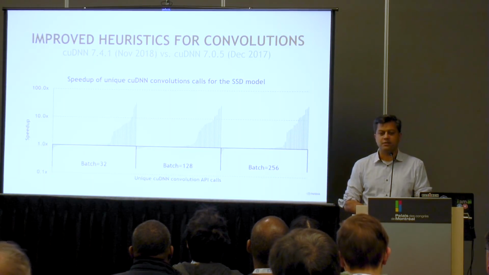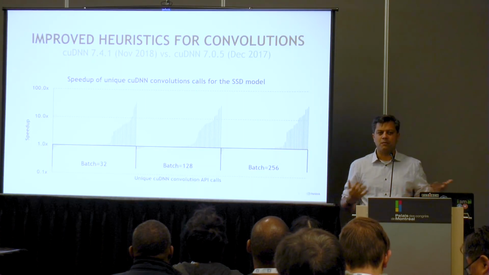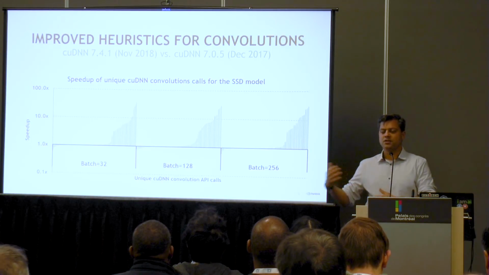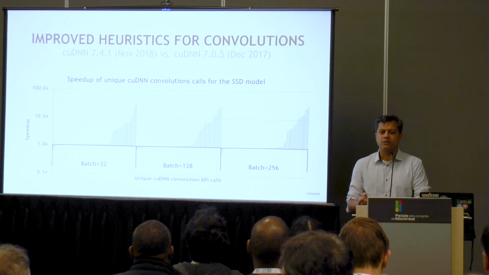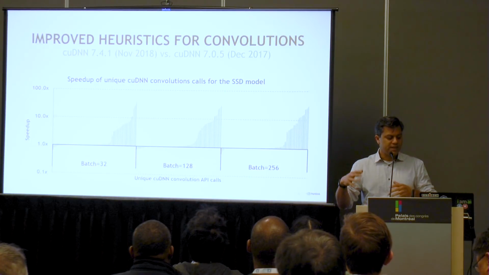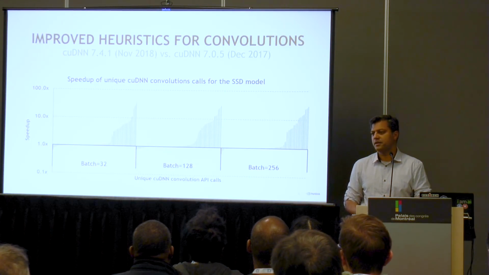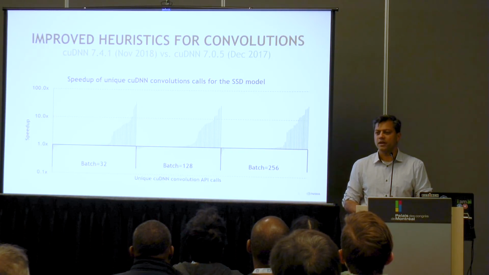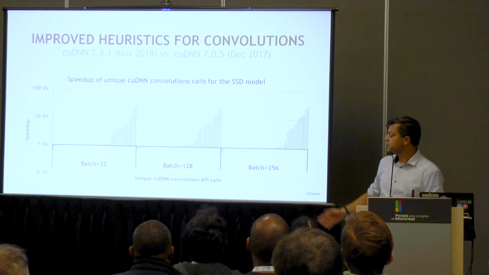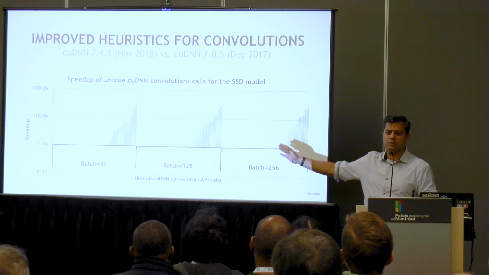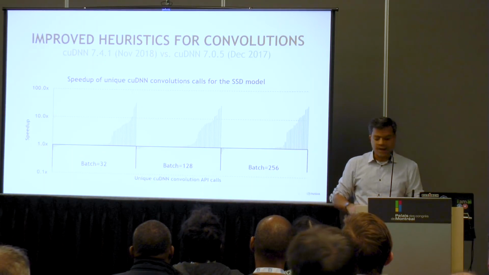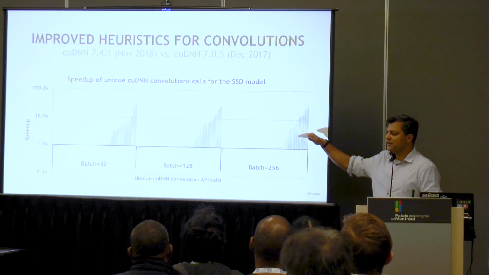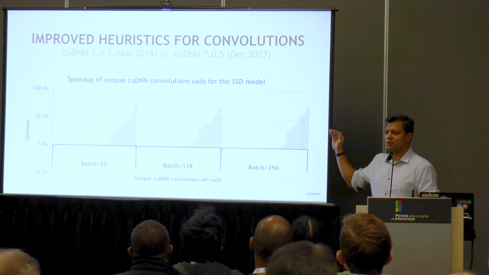And so what this chart here is showing is the performance improvements from last year, the cuDNN that was released about a year ago in December last year, to what we released last month. What's shown is there's a bar for each unique call to cuDNN convolution, in this case when you're training the SSD model. I've got it shown for 3 different cases, batch size 32 per GPU up to batch size 256. And this dark line here is the 1.0x. And so you can see that we've been finding the cases where the heuristics weren't making the optimal choice before.